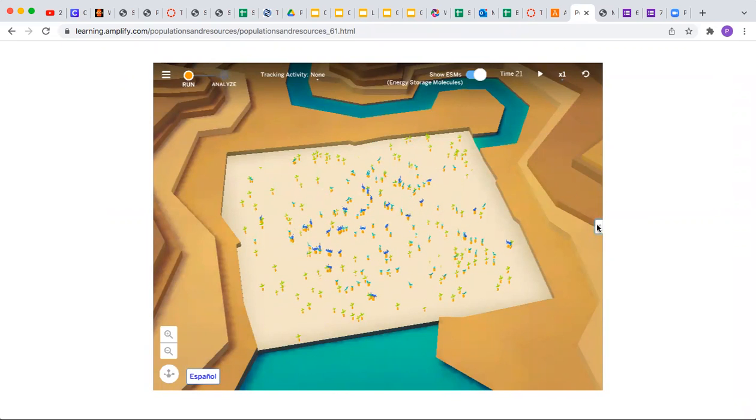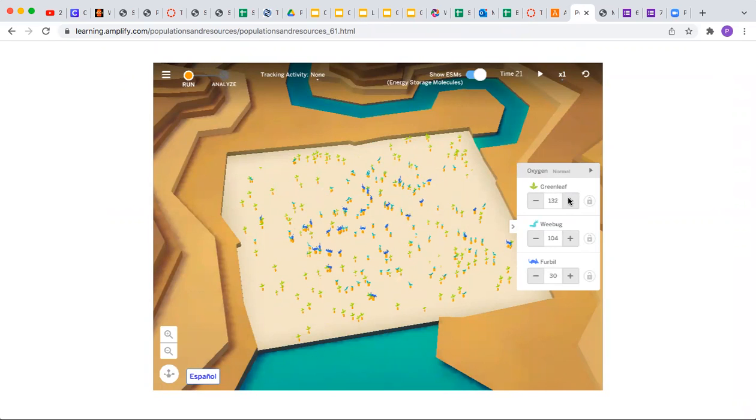And then you're going to come over here. And let's say that I wanted to increase the green leaf population. And a little increase isn't going to be enough, so you want a significant amount. So I'm going to make it be 200.